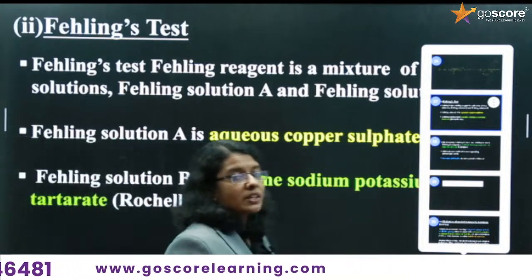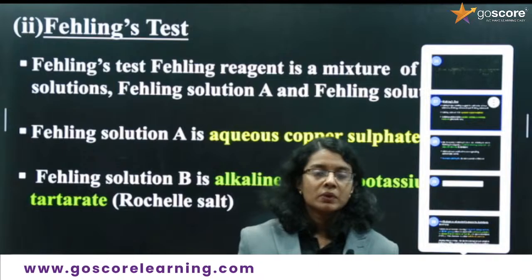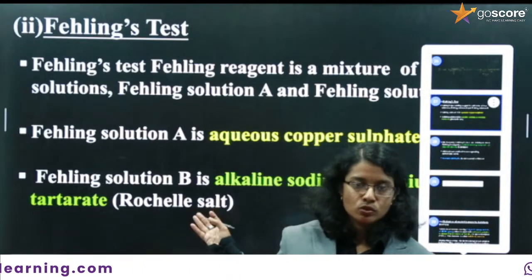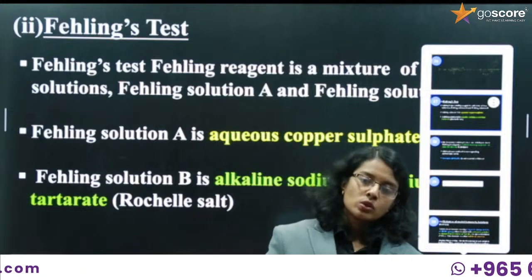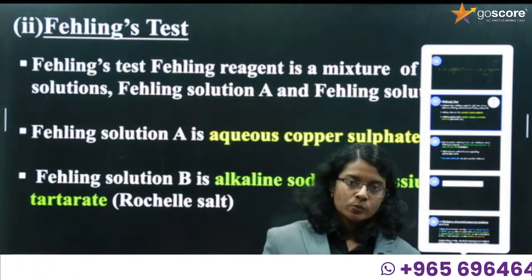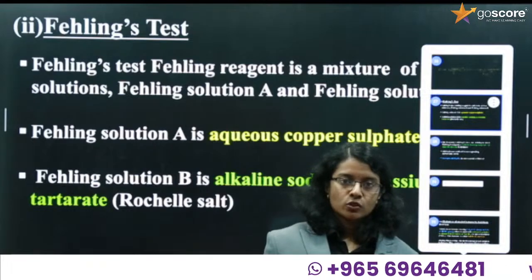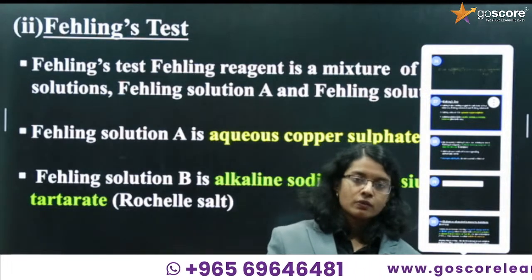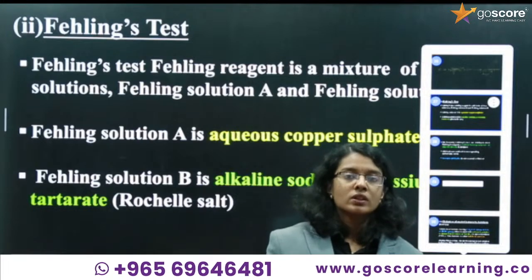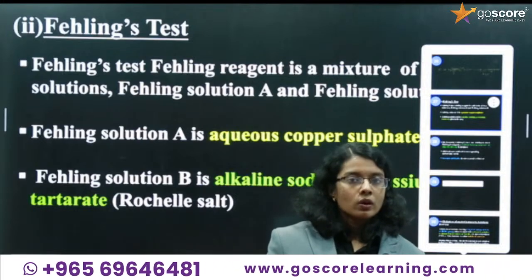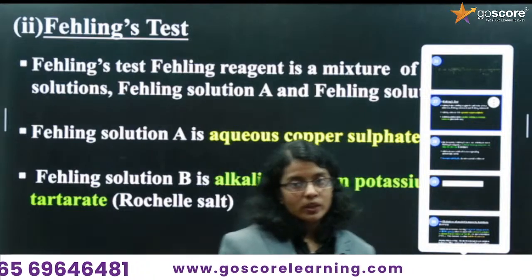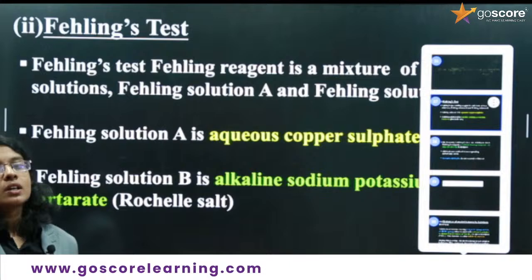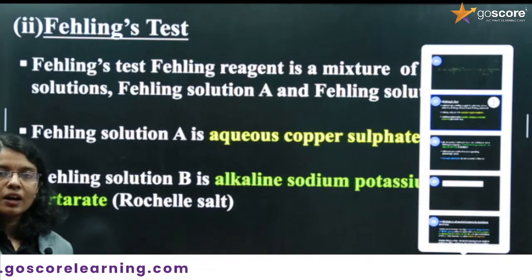Here we are taking equal amounts of A and B and mixing them equally, and we will get Fehling's solution. Here also we are taking two test tubes, test tube A and test tube B, and adding Fehling's solution to both. You will get an orange-reddish brown precipitate, which shows the compound contains an aldehyde.